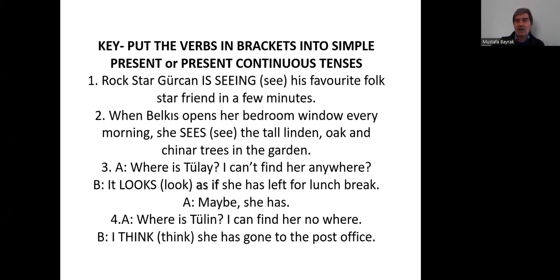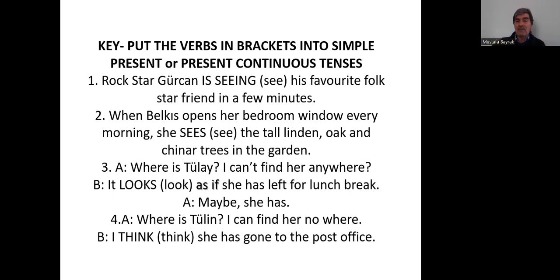3A. Where is Tülay? I can't find her anywhere. It looks as if she has left for lunch break. Yes. This is also important. We will study them after having studied if clauses, I think after 4 or 5 videos, we will also mention as if there is a necessity, okay? As if she has left for lunch break. Maybe she has. Yes. It looks as if she has left for lunch break. Maybe she has. Yes. Where is Tülin?